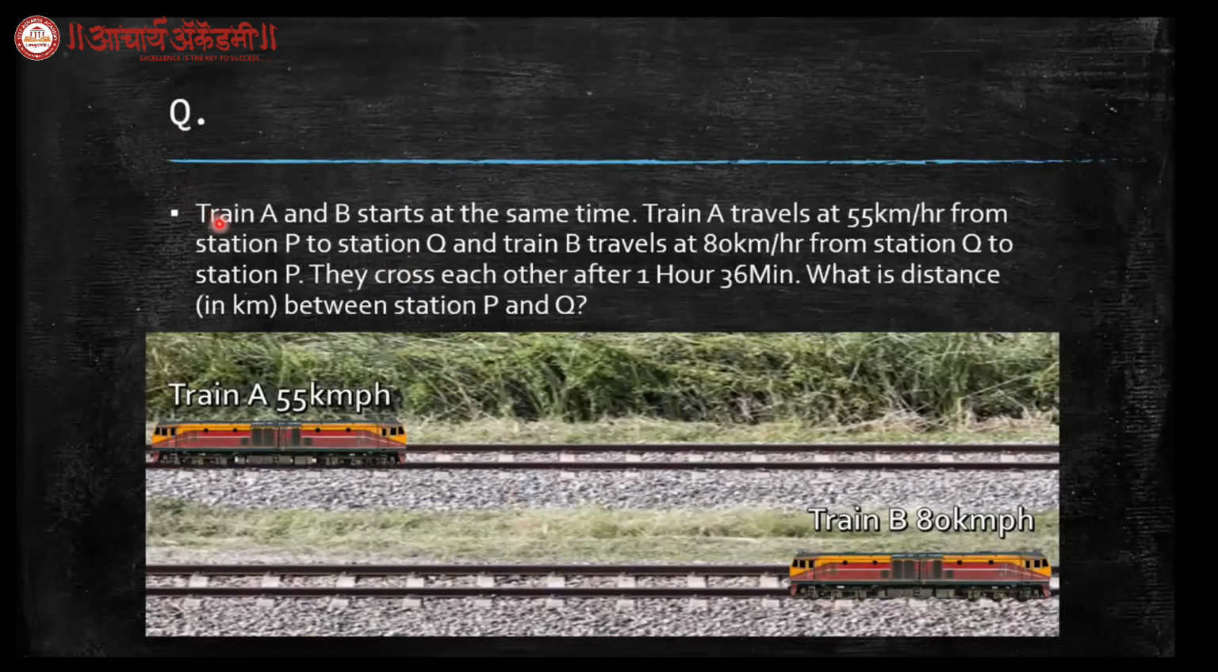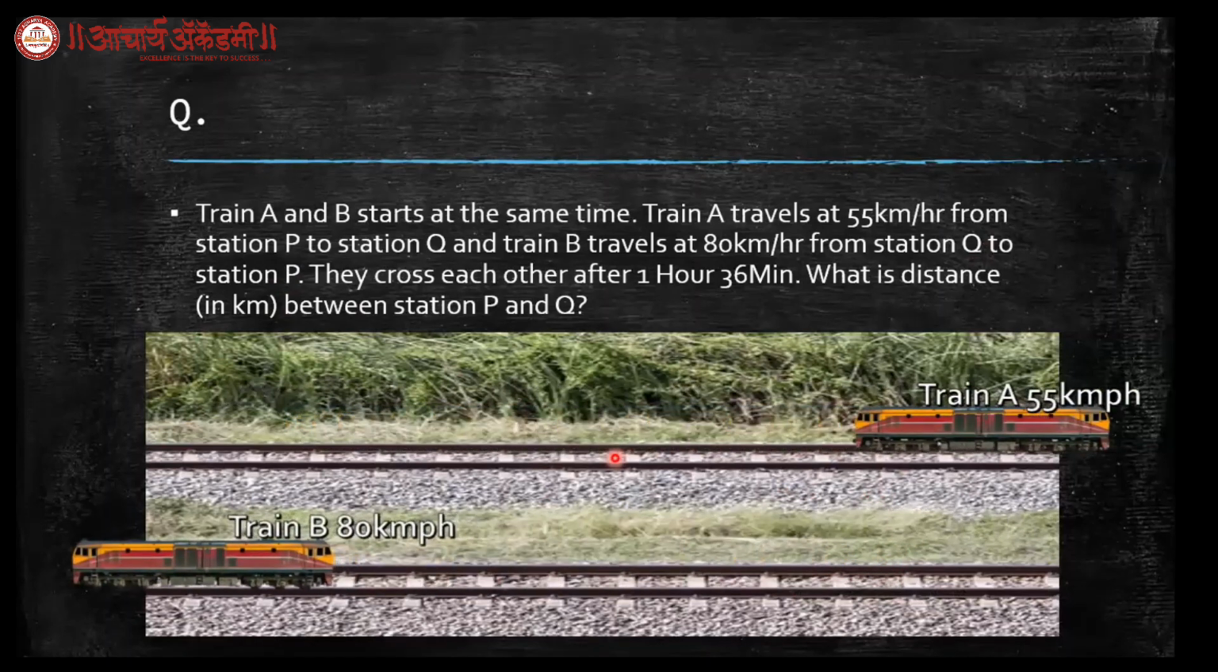Here is one question. So let's try. First, I will read and then explain to you. Train A and B start at the same time. Train A travels at 55 km per hour from station P to station Q, and train B travels at 80 km per hour from station Q to station P. They cross each other after 1 hour 36 minutes. What is the distance in kilometers between station P and Q? Here you can see train A moving with 55 km per hour and train B moving with 80 km per hour, with station P and station Q, and they are moving opposite to each other in such a manner. So what is the distance between P and Q?